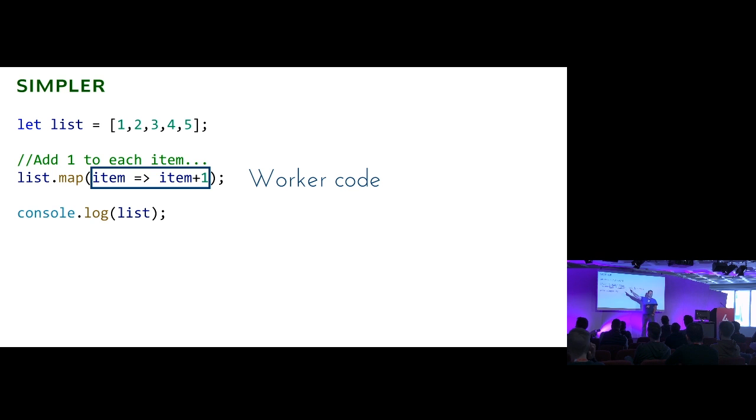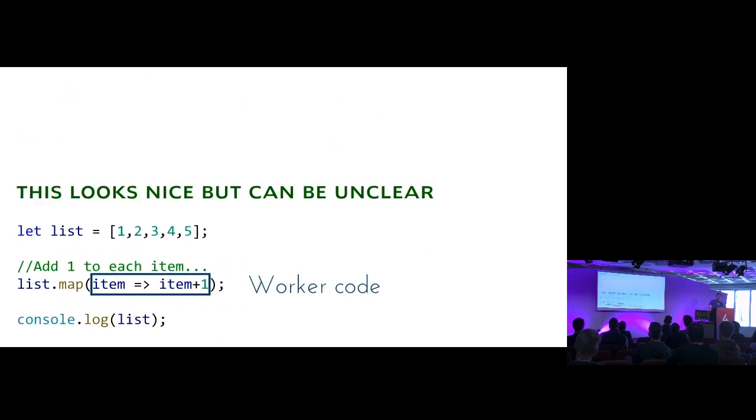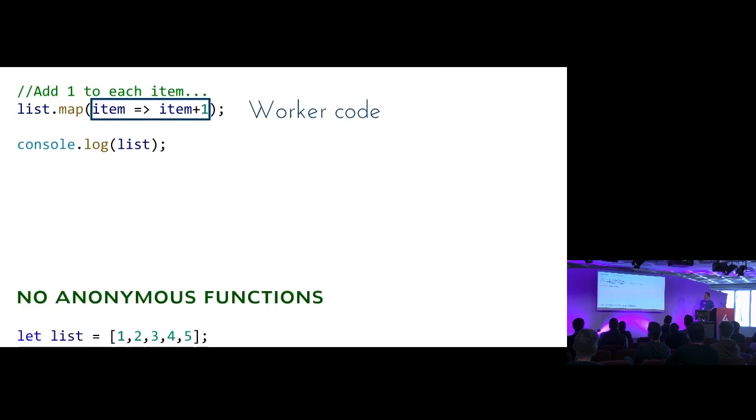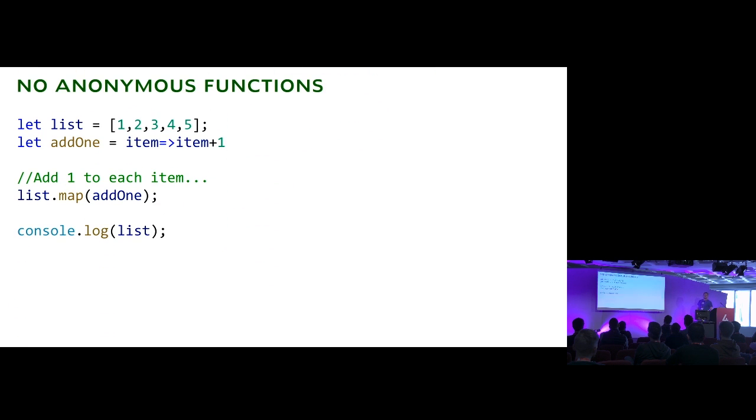Now I have one rule in life. And yes, this is a very simplistic example. We don't tend to do this. Most of the stuff we do is a little more complicated. I have a general rule in life: I do not like anonymous functions. As a rule, anonymous functions can be unclear. What if I pulled this out and gave it a name? So now I just pull the list.map, add 1.